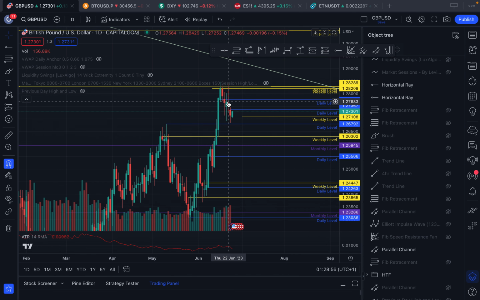Above that we have this level, but it's been broken. We have these levels broken, but we've got this one there. It's been hit a few times, but I think it's still good because we haven't really had a close above it, apart from that one, and then straight back down. So leave that one as it is.